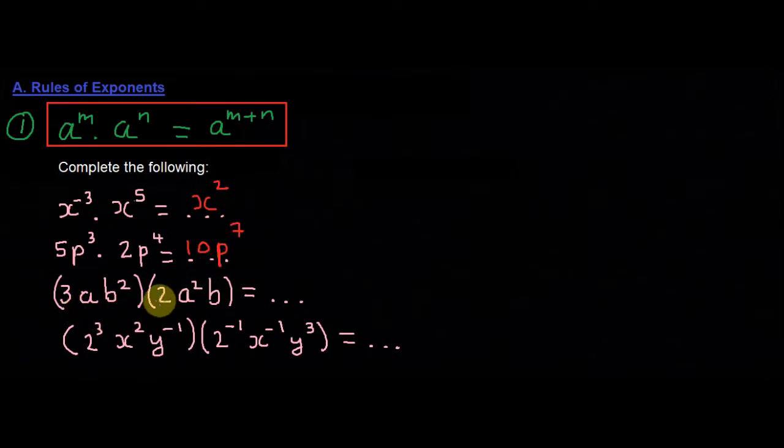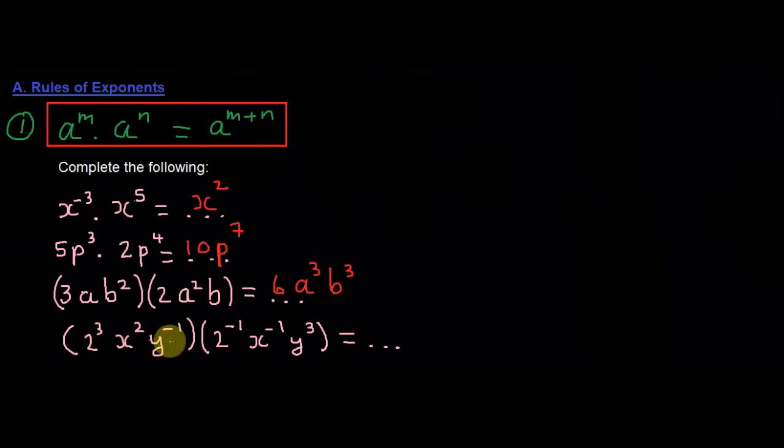Once again here we can multiply the numbers, so 3 times 2 is 6. We add the powers of the a's, so a to the 1 times a squared is a cubed, and b squared times b to the 1. Adding the powers, we get b cubed.